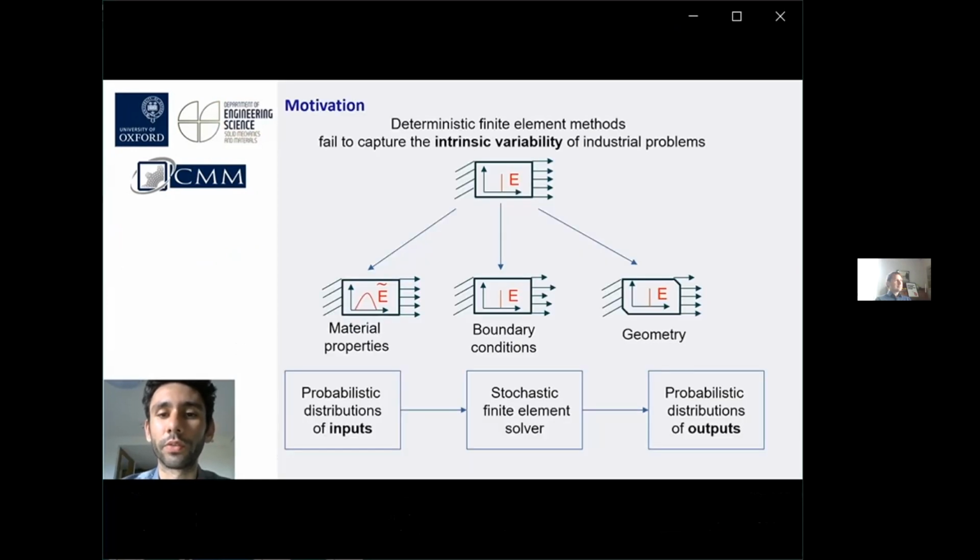Traditionally, engineers have been using finite element methods for design purposes. However, these methods fail to capture the interesting variability arising in industrial problems. Indeed, it is impossible to know precisely the material properties of a given component, nor the boundary conditions that are applied. In addition, there might be some defects on the geometry because of the manufacturing process. Thus, the aim of our work is to provide a stochastic finite element solver that will link probabilistic distribution of inputs, such as Young modulus, to the probabilistic distribution of outputs, such as displacements or stresses.